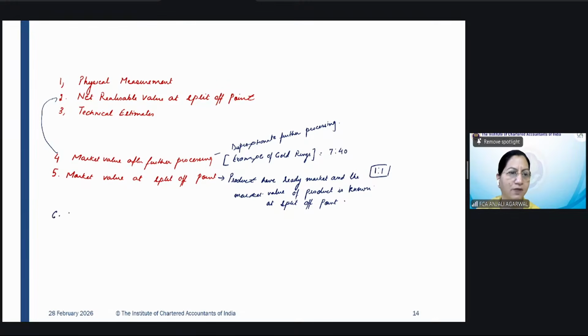Then one method is your average unit cost method. Okay. The market value after further processing method is inappropriate when the further processing costs are disproportionate, or when there are different products, a few of them not even subjected to further processing cost.